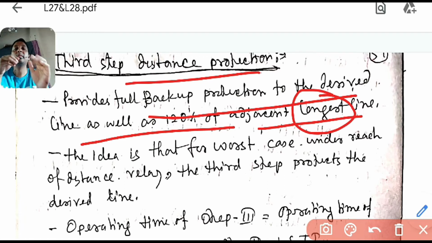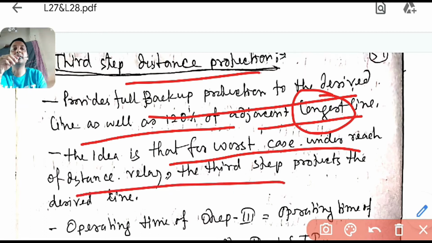It is 120% of the next adjacent longest line, means it will take 100% of the original line plus 120%. So in layman's sense you can say 220%, but it is not exactly 220 because it is 100% of the original line and 120% of the next line. So it is not 220% of the original line. It will depend on what the length is. The idea is that if there is a worst case under each of the distance relays, an extreme worst case condition, then also my relay should be able to protect the desired line. That is the main idea.